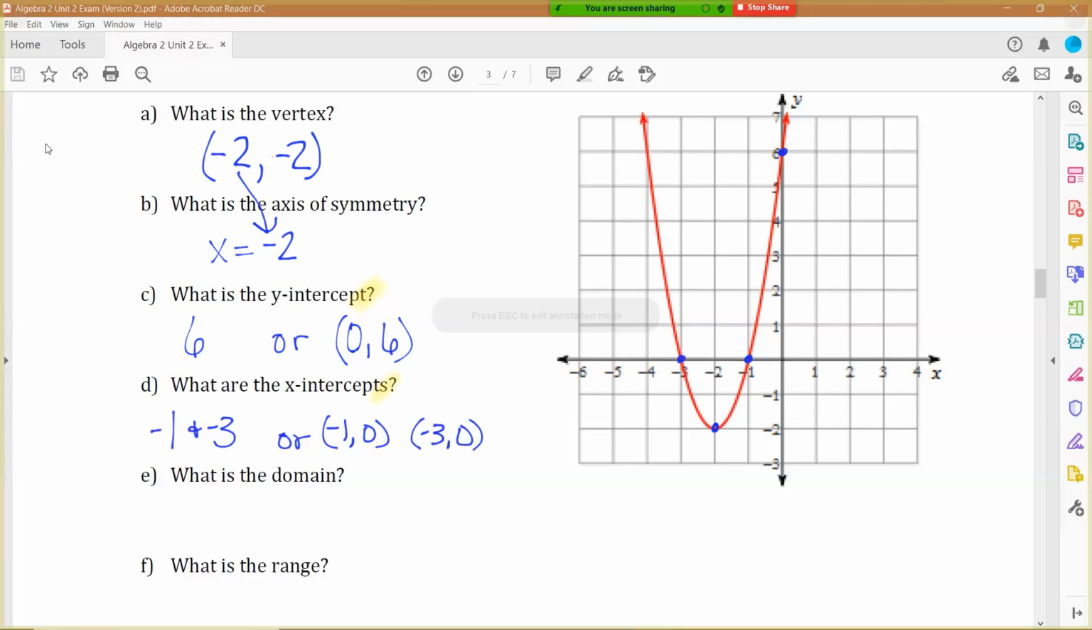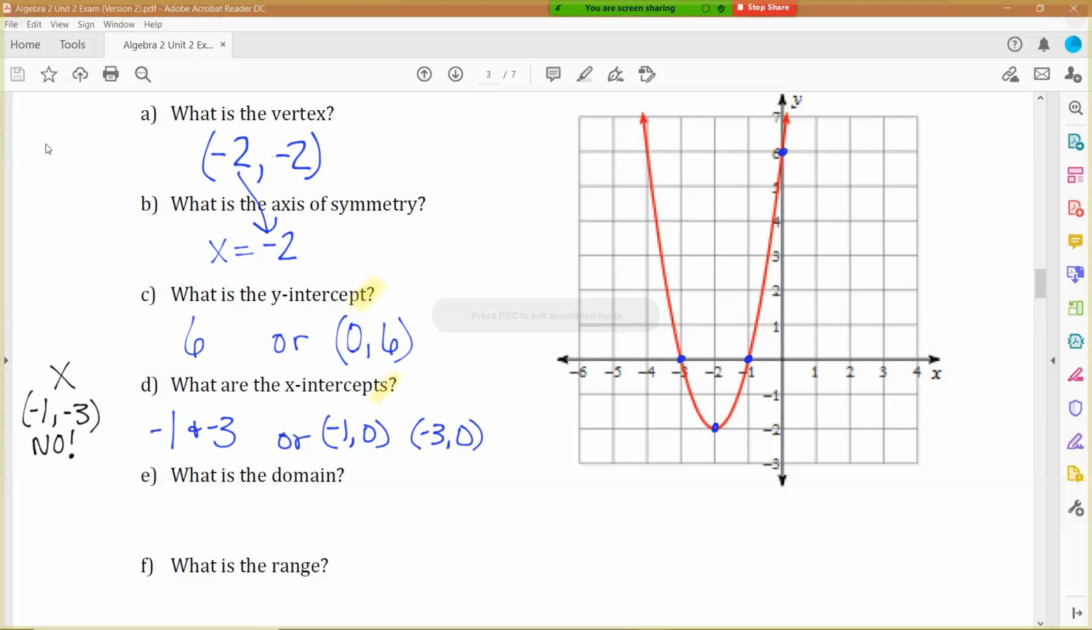Make sure, for some reason in the past, I've had students write (-1, -3). That is not correct, because (-1, -3) is this point down here. There's nothing going on down there. So don't write them together as an ordered pair. You have to separate them into 2 individuals, or just leave them as the 2 numbers.